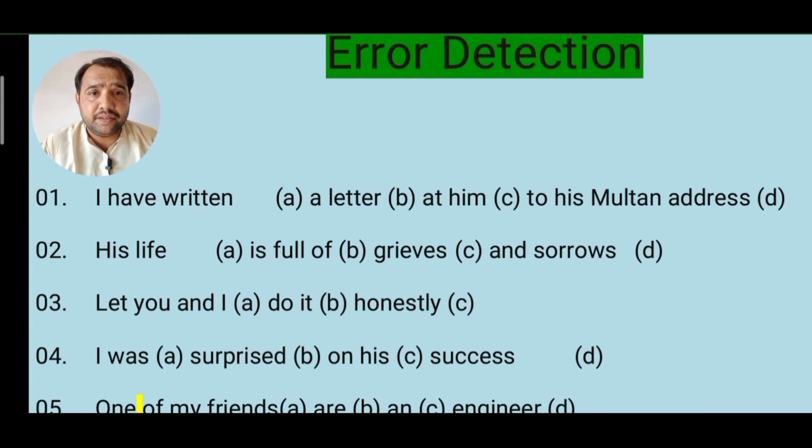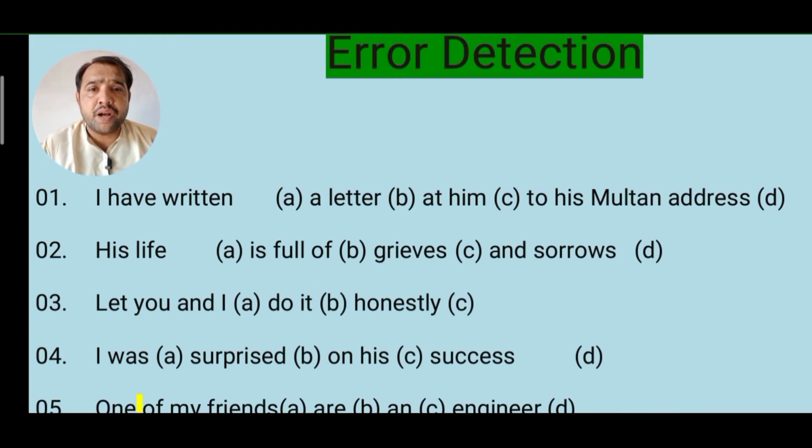In the third sentence, let you and I do it honestly. Guys, there is an essential point which we have to remember: all the sentences that start with the structure of let, after a let we have to place the objective case. So here you will notice that let you and I, here we should say let you and me do it honestly. After a let we have to place the objective case of pronoun. So here we should say let you and me do it honestly, not let you and I do it honestly.